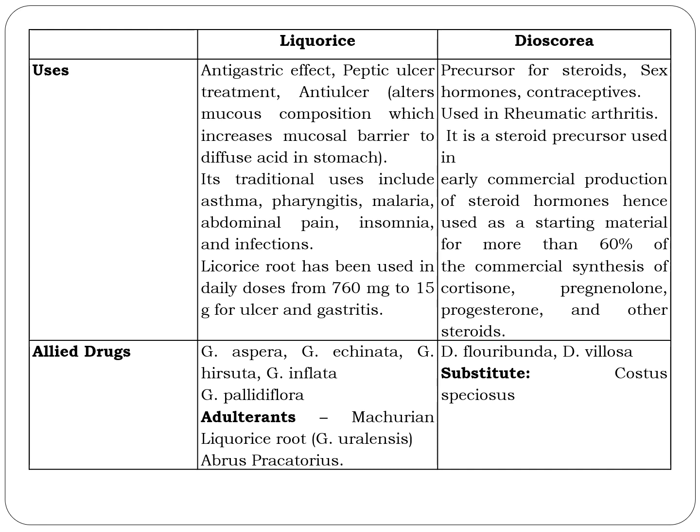The allied drugs for licorice are Glycyrrhiza aspera, Glycyrrhiza echinata, Glycyrrhiza hirsuta, Glycyrrhiza inflata, Glycyrrhiza pallidiflora. And the adulterants are Manchurian licorice root and Abrus precatorius. In the case of Dioscorea, the allied drugs are Dioscorea floribunda and Dioscorea villosa, whereas Costus speciosus acts as a substitute.